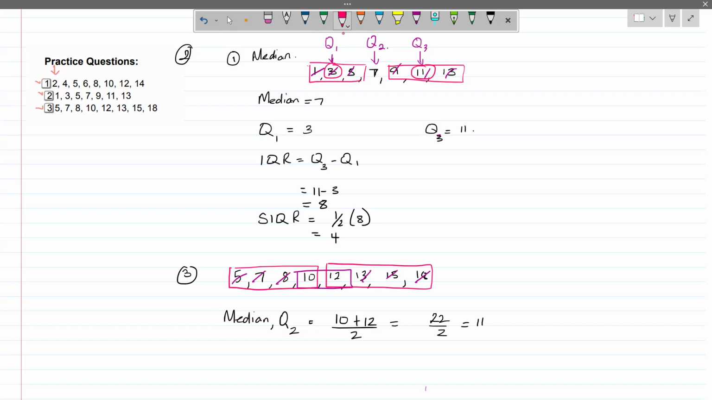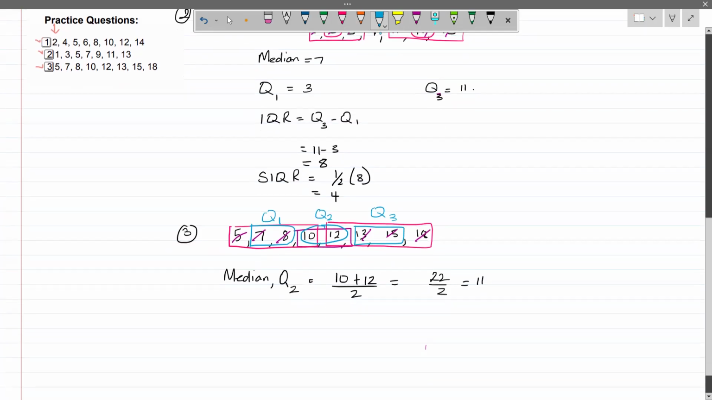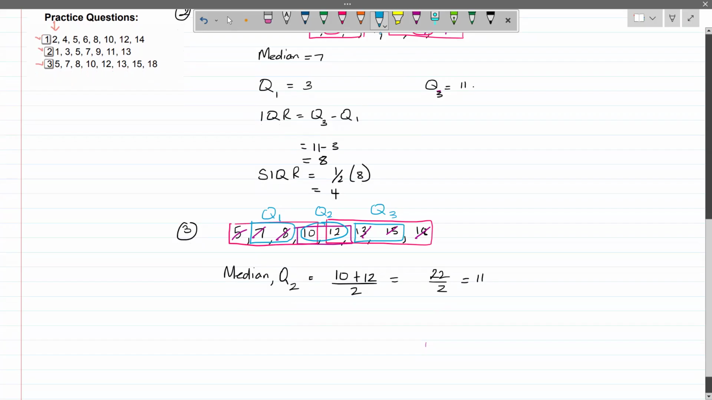Understand the difference between the two? With the even set of data, this here is going to be my average for Q1, this here is going to be my average for Q3, and the average here is going to give me my Q2. So it depends on the number of data points.